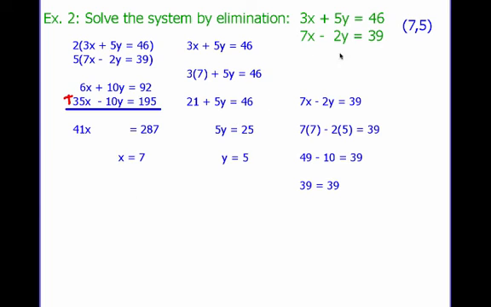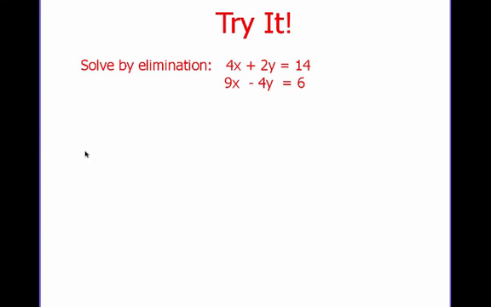So in a case where you have to multiply both equations, you simply take the coefficient of the top, multiply it by the bottom, take the coefficient of the bottom, multiply it by the top. So here is your try it problem for tonight. You need to solve this system by elimination. You're going to have to do some multiplying.